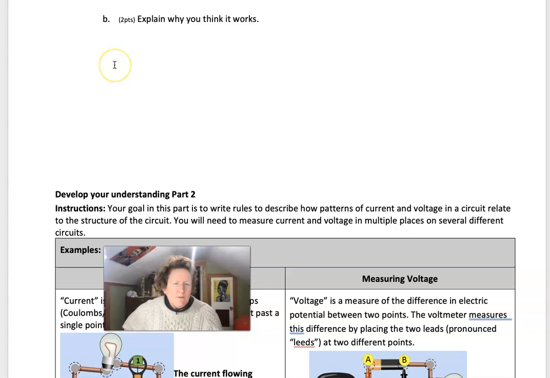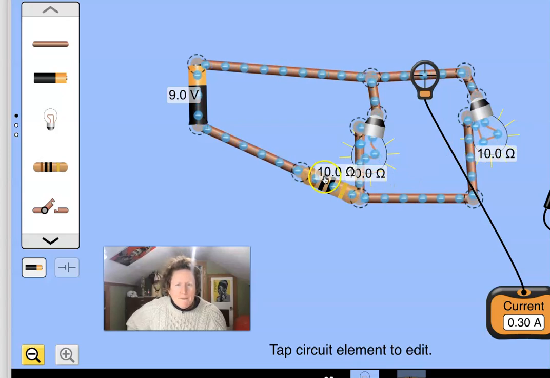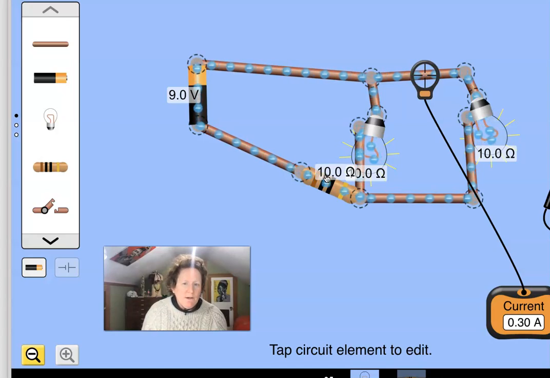And explain why you think that works. Remember a resistor here. We could turn on the labels here. That's a 10 ohm resistor. So we're slowing those electrons down, making them take their time and wind through this resistor very slowly, and that keeps the battery from burning out so quickly.